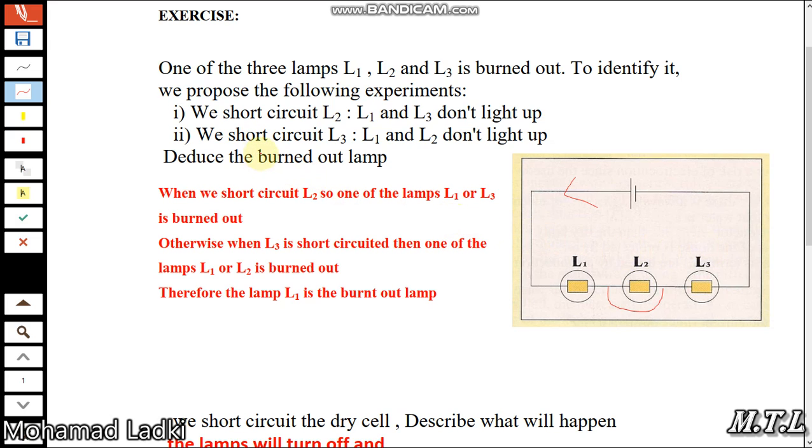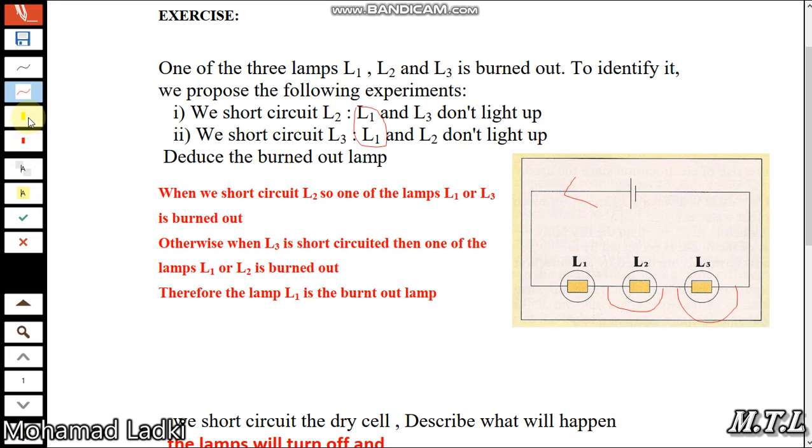We did the second experiment, we short circuit L3. When we short circuit L3 instead of L2, L1 and L2 don't light up. It means one of the lamps, L1 or L2, acts as an open switch, so L1 or L2 is burned out. So we have two cases, and in both cases L1 interferes, so the two lamps don't light up. It means, as a conclusion, L1 is the burned out lamp and acts as an open switch.